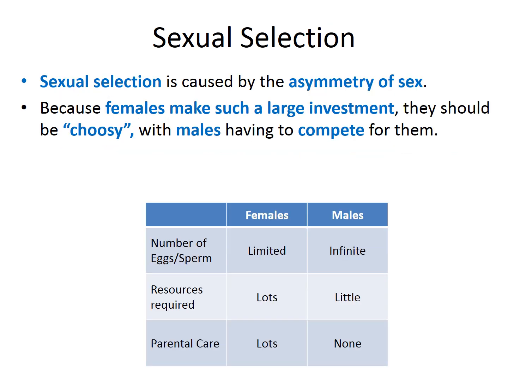Sexual selection is caused by what we call the asymmetry of sex. Females have basically earned the right to be choosy because they make such a large investment in producing offspring, and the males have to compete for them. So, for example, females are born oftentimes with a limited number of eggs. You have all the eggs that you will ever produce in your lifetime, while males can continuously produce sperm throughout their life.